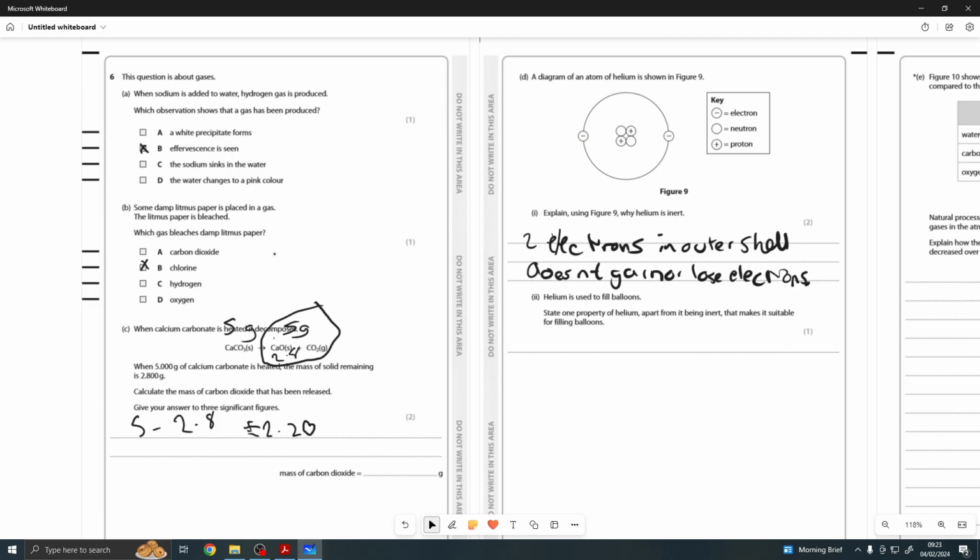Now, helium is used to fill balloons. State one property of helium, apart from being inert, that makes it suitable for filling balloons. Well, you need to use the key term here. It's less dense than air. Make sure you use those terms, okay? If you say less dense than oxygen, it doesn't matter. You've got to say it's less dense than air. Now don't say it's lighter, say it's less dense.